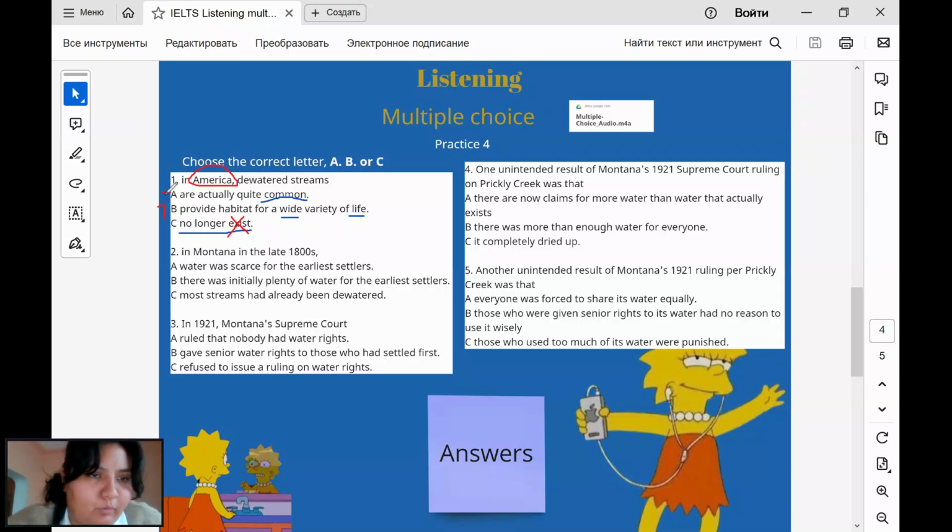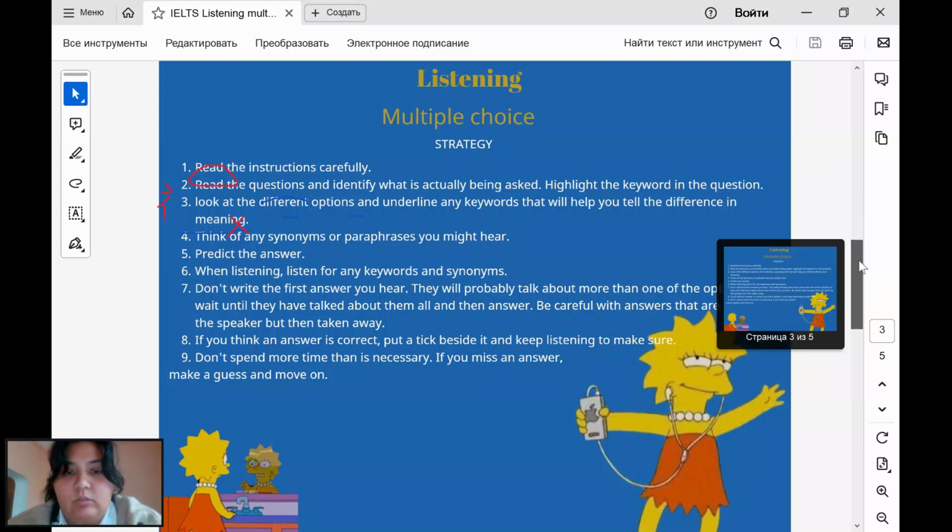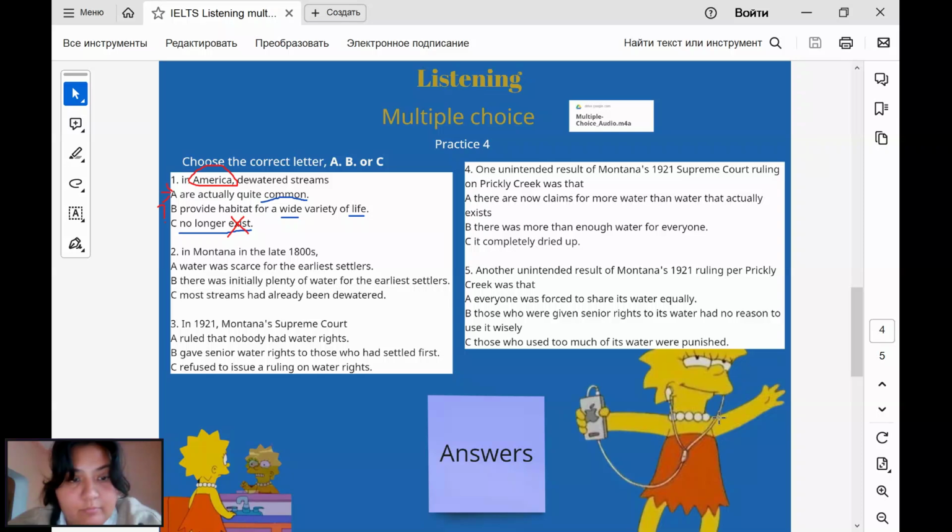Oh my god, I'm sorry for my drawing. Okay. So I am more sure that this is A, not B, but B also can be. Then, don't write the first. This is what I'm talking about. I'm thinking this is A, but I'm not very sure, so I'm just ticking it. If you think the answer is correct, put the tick beside it. We have done that. Don't spend more time than is necessary. Okay, so let's listen to the audio that we have.